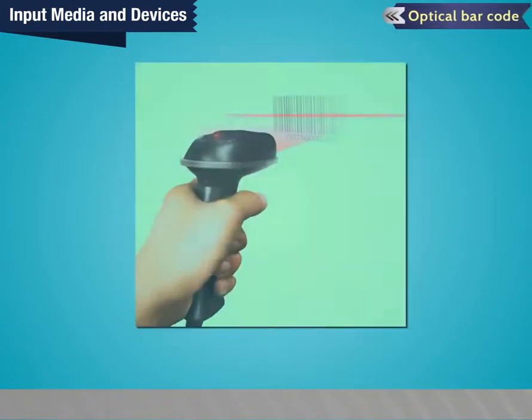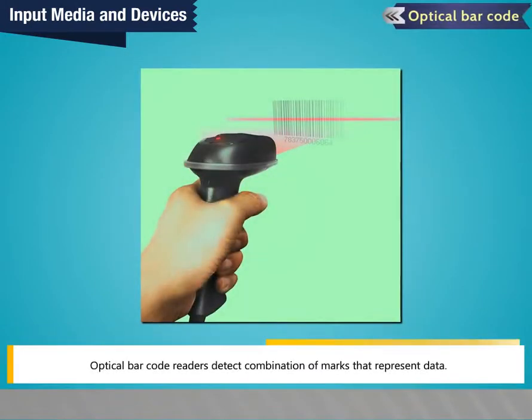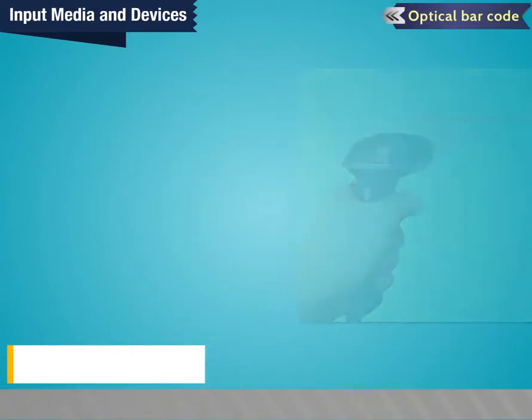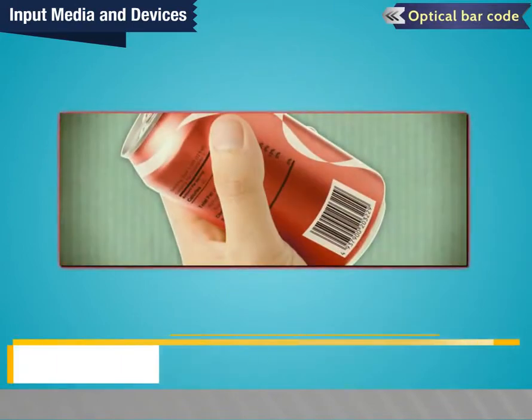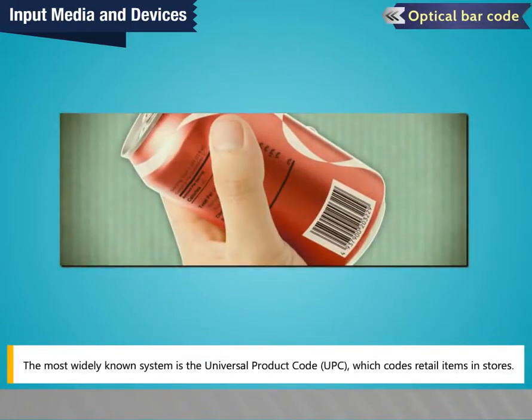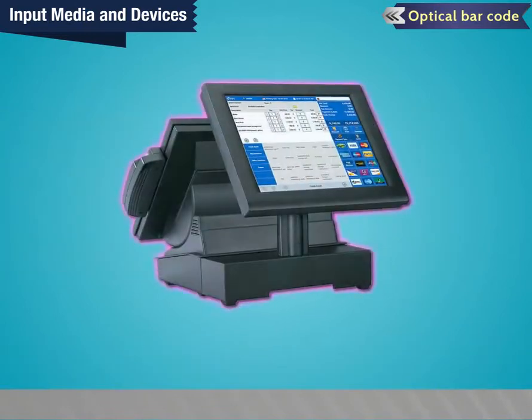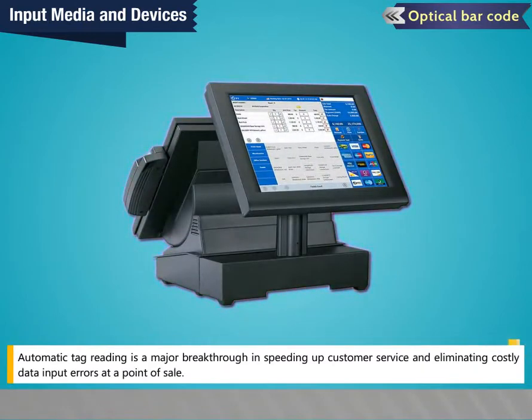Optical barcode. Optical barcode readers detect a combination of marks that represent data. The most widely known system is the Universal Product Code UPC, which codes retail items in stores. Automatic tag reading is a major breakthrough in speeding up customer service and eliminating costly data input errors at a point of sale.